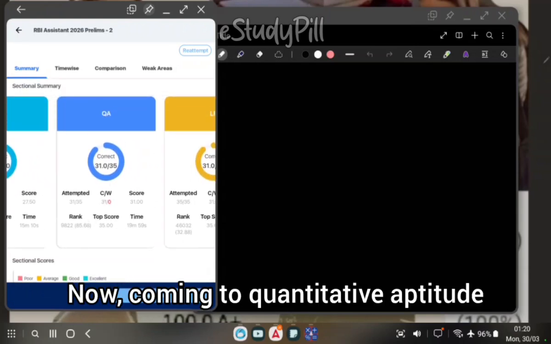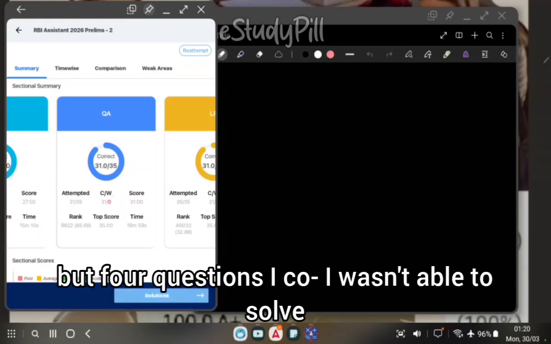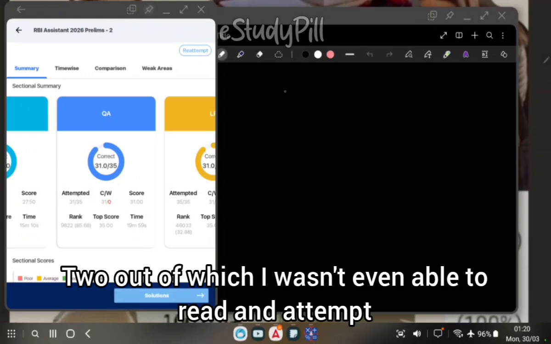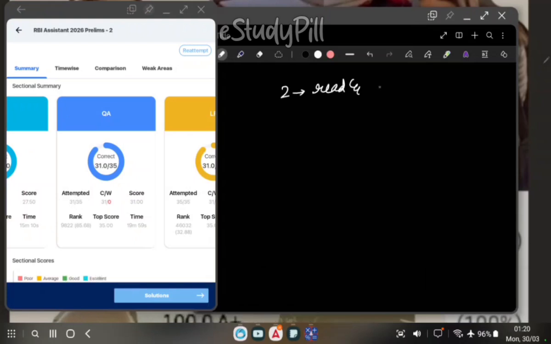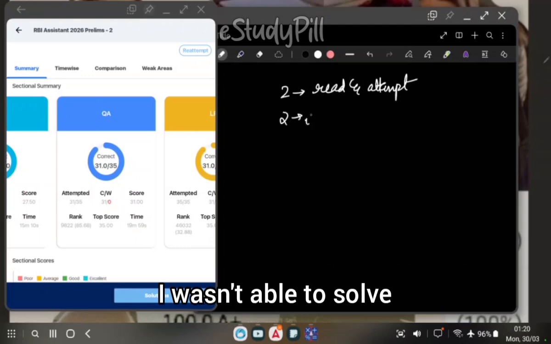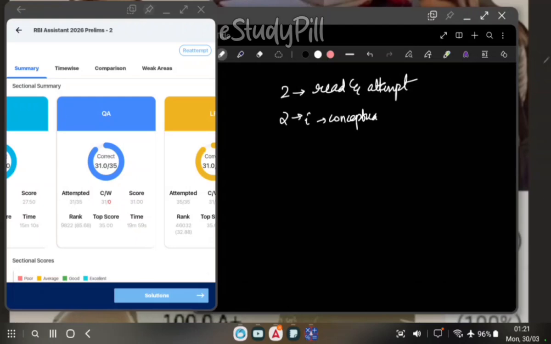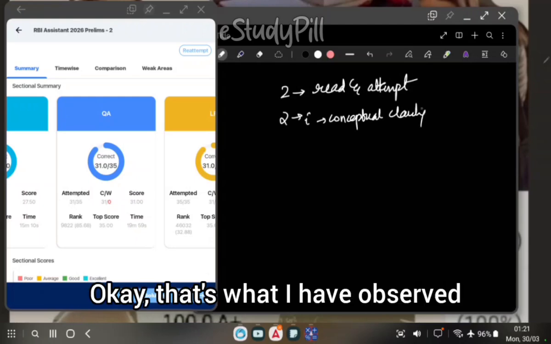Now coming to quantitative aptitude, I'm happy that I didn't do any mistakes, but 4 questions I wasn't able to solve, 2 out of which I wasn't even able to read and attempt, and 2, even though I did attempt these, I wasn't able to solve. So here I was lacking conceptual clarity. Okay, that's what I have observed.